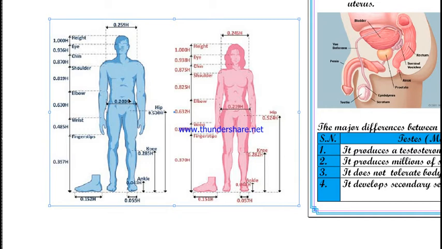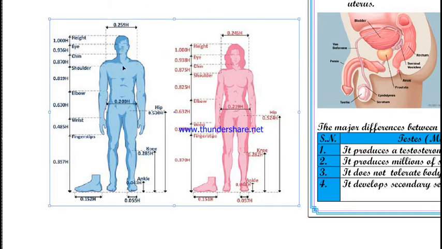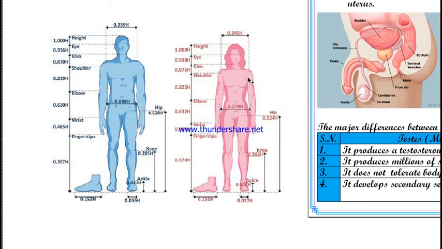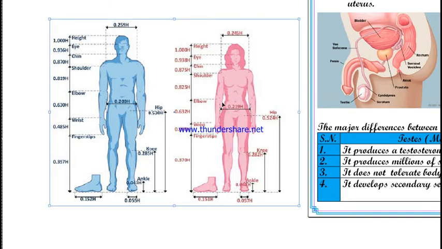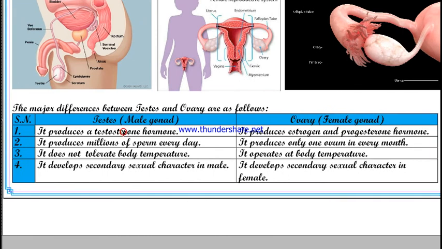So if a male and a female have comparable size, then you will always find that the weight of the male is much more than the weight of the female. So what causes these differences in bodily features of male and female? Well, it is testosterone and estrogen. Testosterone causes male-like characters, estrogen causes female-like characters. If you inject estrogen into a man, then the man will develop like a female, and if you inject testosterone into a woman, then that woman will develop like a man.